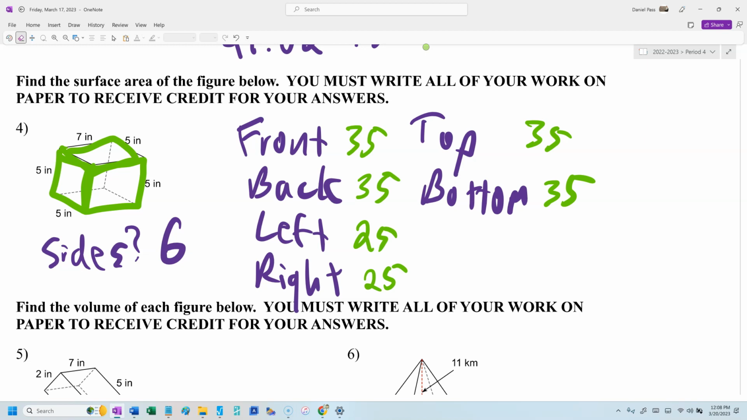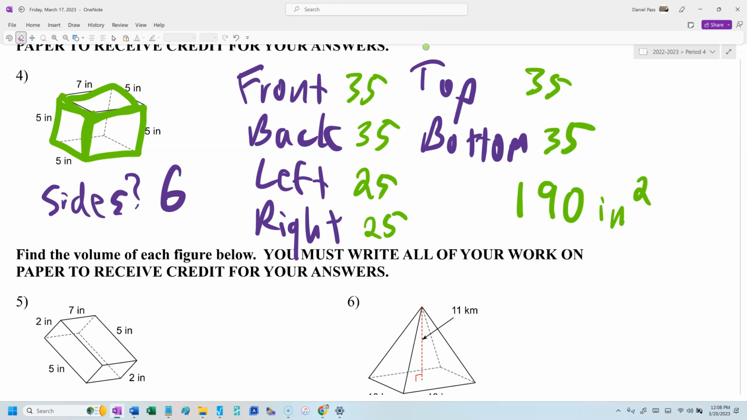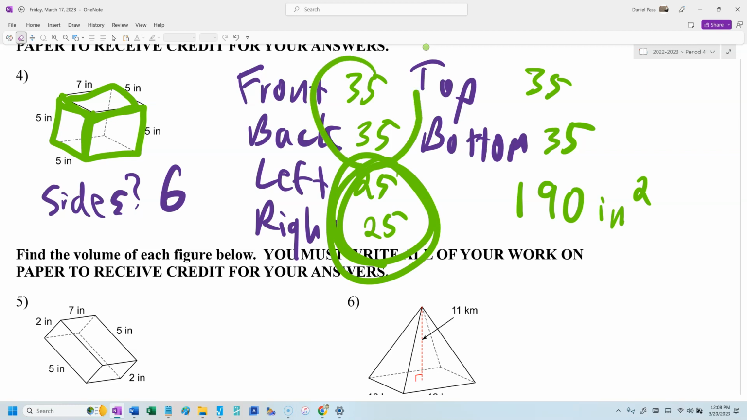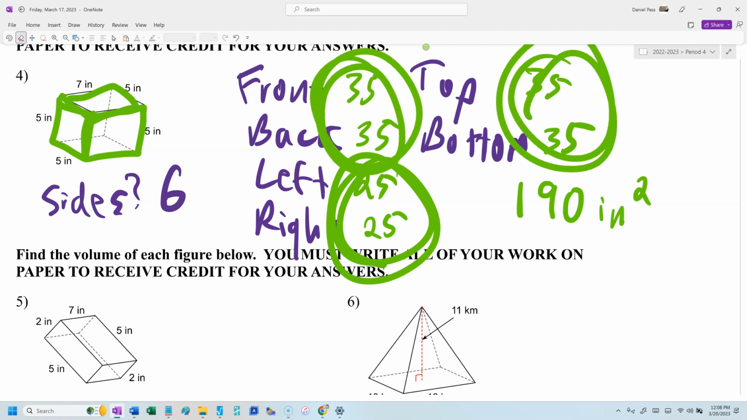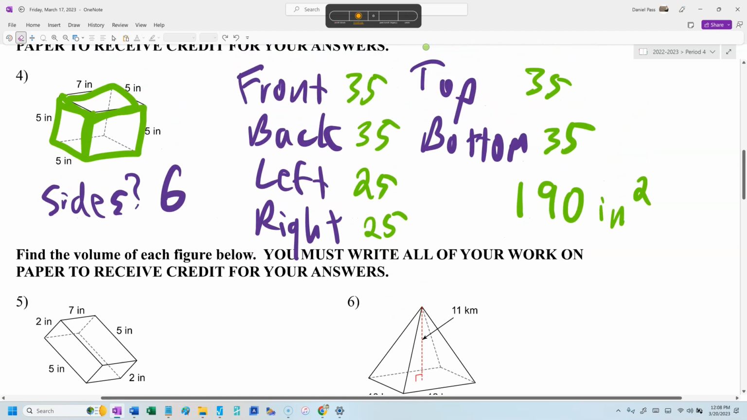Okay. All right. So after we do that, we add those up, and what do we get? 190. Good job. Inches squared, because those are all areas. So area is always inches squared. Any questions about that one? We multiply 5 times 5, right? Yep. 5 times 5 to get these 25s, and 5 times 7 to get these 35s. You don't have to write that on your paper, though. You can write what I wrote.